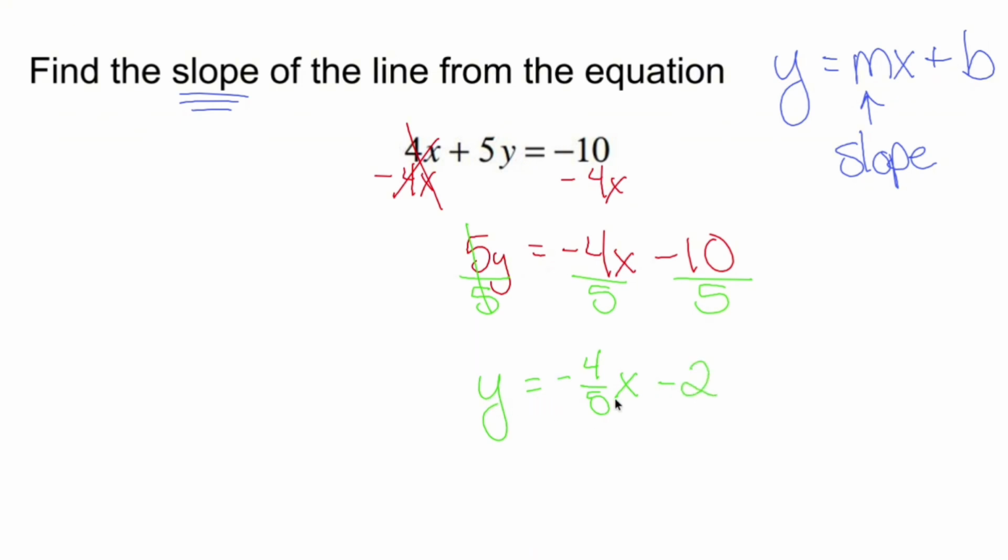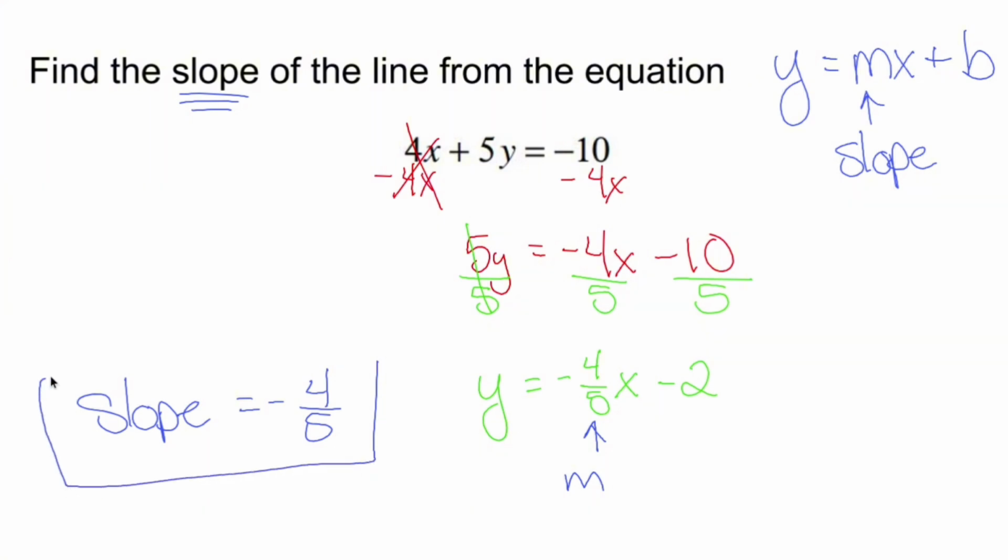Now that y is all by itself, I have slope-intercept form. My job is to find the slope. Well, when y is all by itself, the number attached to x is the slope. So my slope is that guy right there, negative 4 over 5. So since y is all by itself, the number in front of x, negative 4 over 5, is going to be my slope, and that's my answer. Now, all I had to do for this problem was find the slope. If I wanted to find the y-intercept, it's negative 2. But I didn't have to do that. That was just a little added bonus for you.